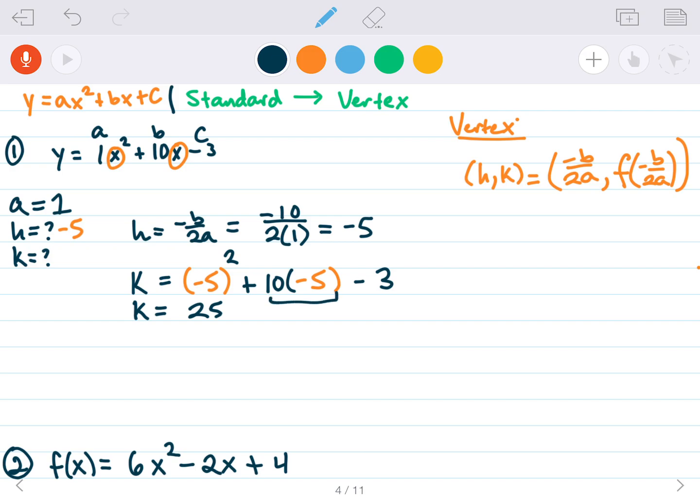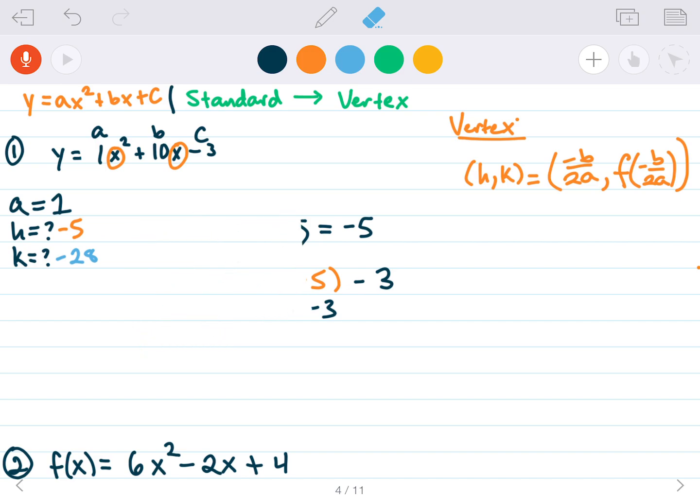This is negative 50 minus 3. So k is going to be, I'm getting lazy, don't want to think about this in my head, negative 28. All right, so that's k. And now we have everything we need to put this thing in vertex form.